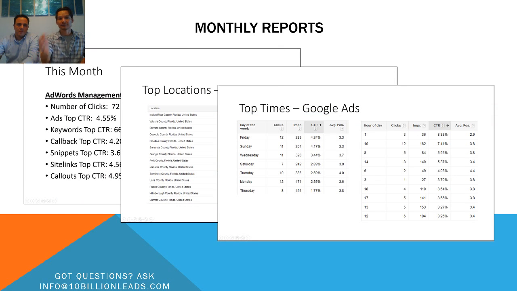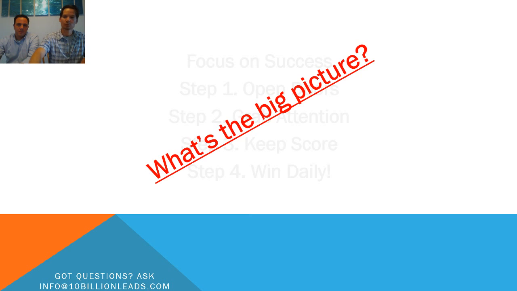And we also, at the end of every month, give you an overall report for that month, showing you what times of day it worked best, what were the top locations, which ads got the best impressions, and all that kind of stuff. We actually give you screenshots of the keywords and ads that we run so you can understand exactly what we're doing for you.